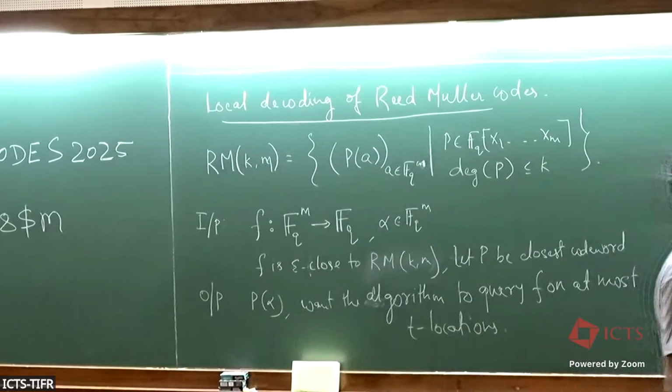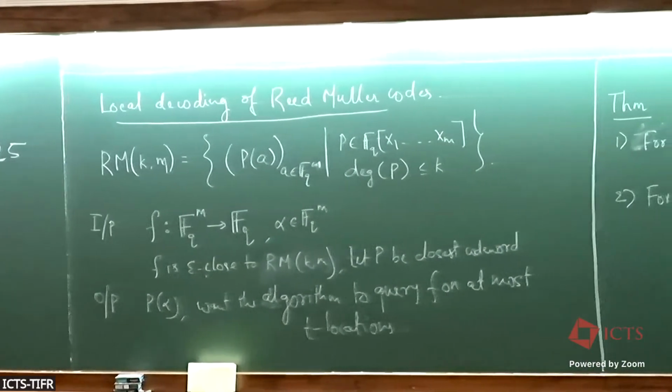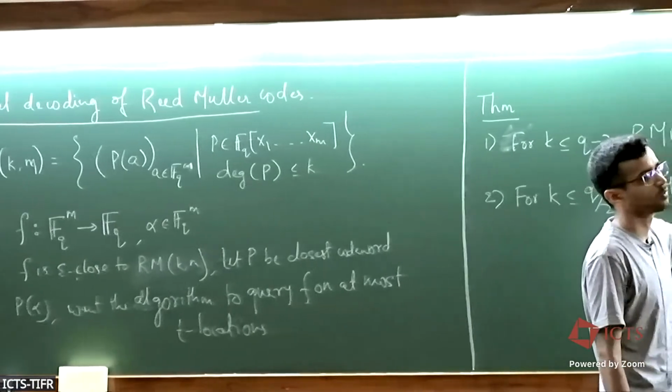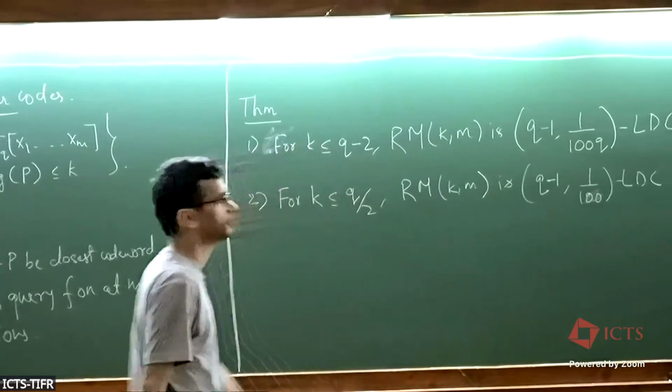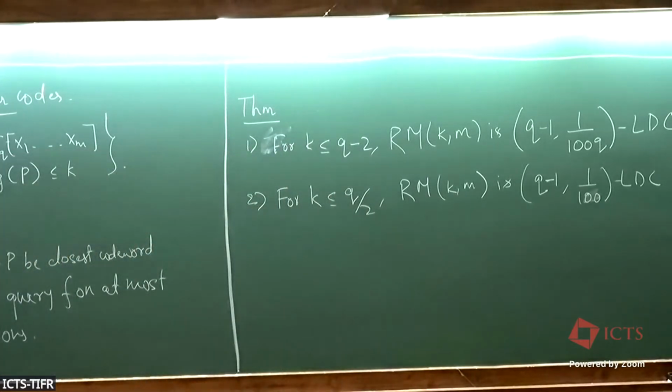For Reed-Solomon, it's not interesting. The number of queries is q minus 1 here. For a Reed-Solomon code, the block length is q. So it's not really a local decoder. Other questions?